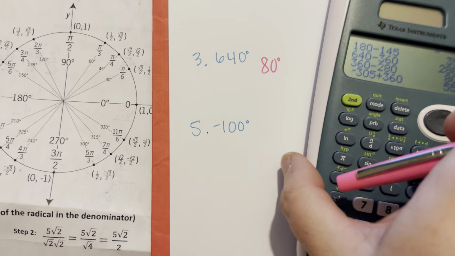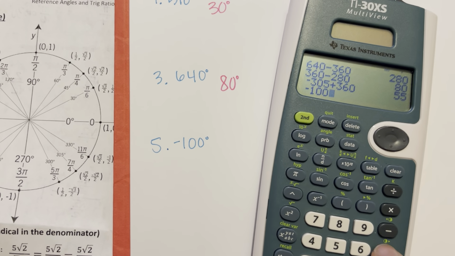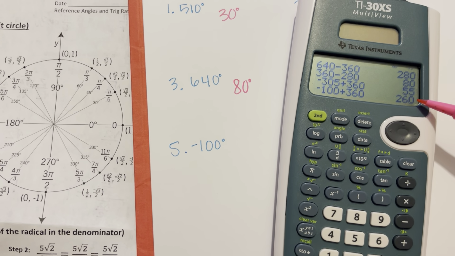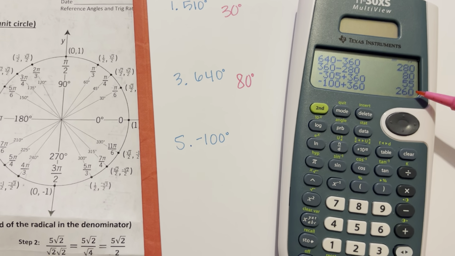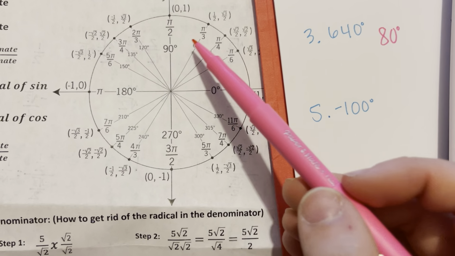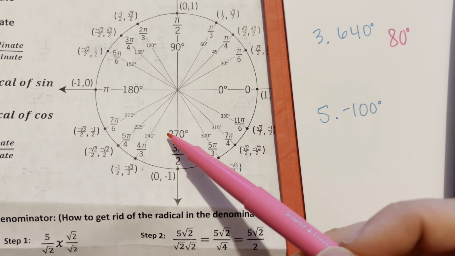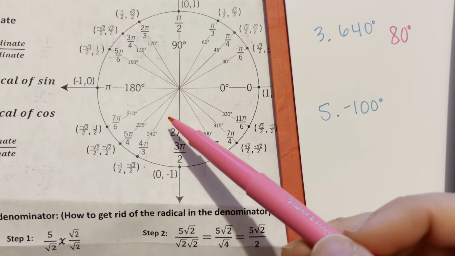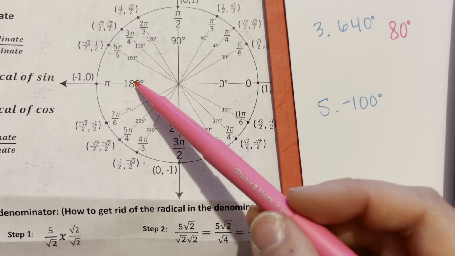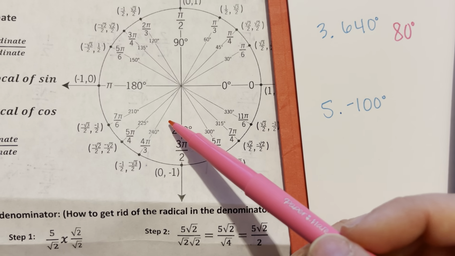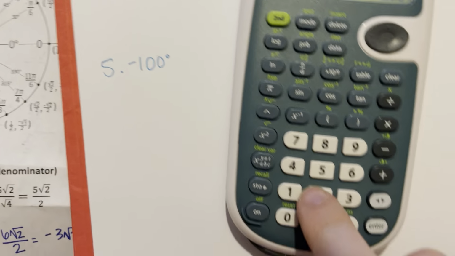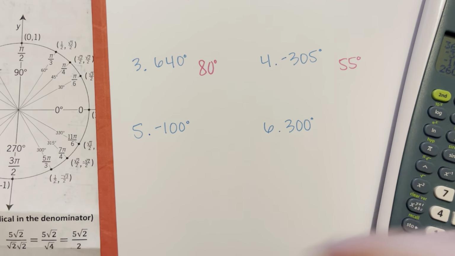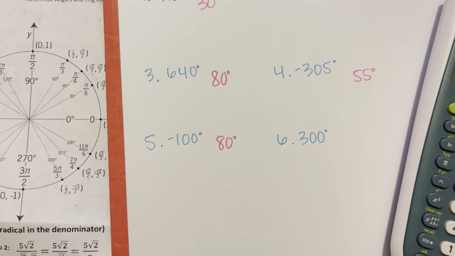For number 5, I have a negative number again, so I'm going to add 360 to find a coterminal angle between 0 and 360. So I get 260 degrees. Start at 0, go all the way around counterclockwise until you get to 260. It's about here. Okay, not quite here, it's just before it. The closest x-axis would be 180. So subtract those two numbers. 260 minus 180. 80 degrees. So my reference angle is 80 degrees.